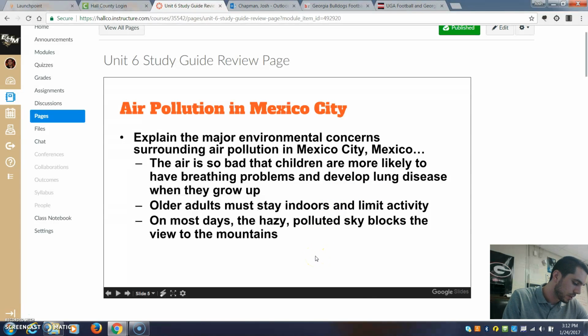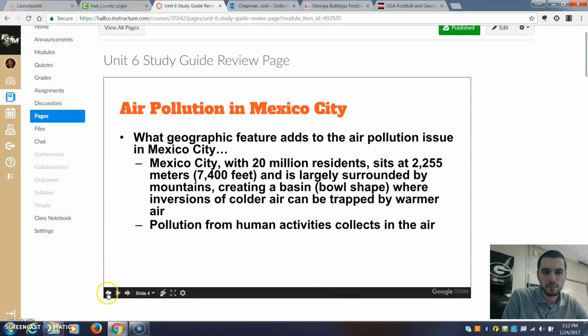Number four, what geographical feature makes the air pollution worse in Mexico City? If we go back, what adds to it? Okay, what geographic feature adds to the air pollution in Mexico City? Well, here we go. Okay, it has mountains. Okay, mountains that create a bowl shape. So that's what you need to write. Mountains that create a bowl shape. Okay. All right.